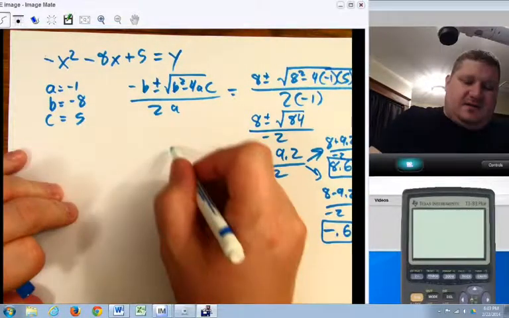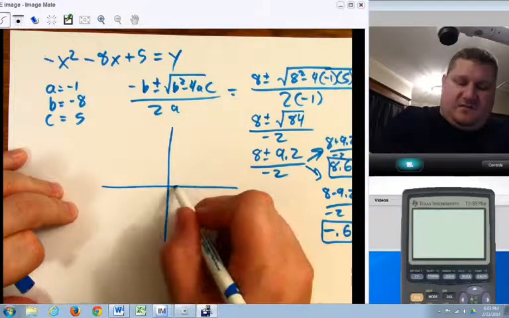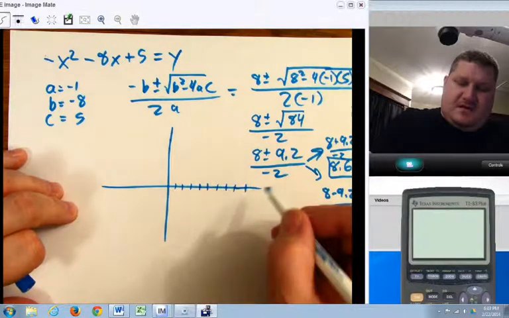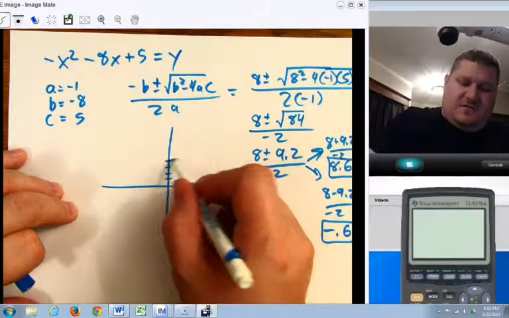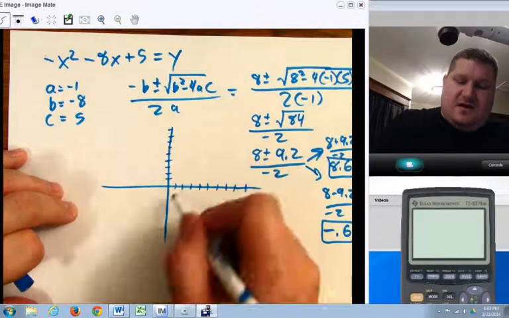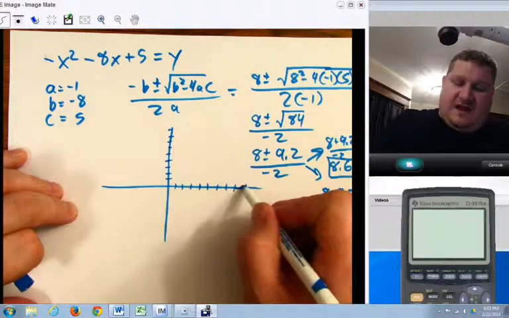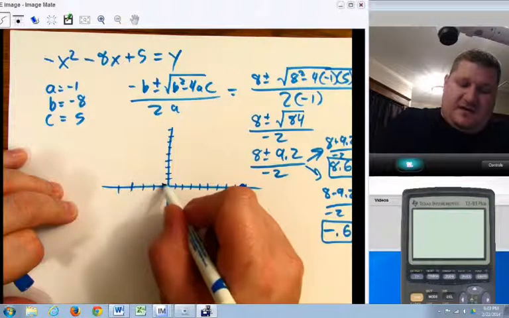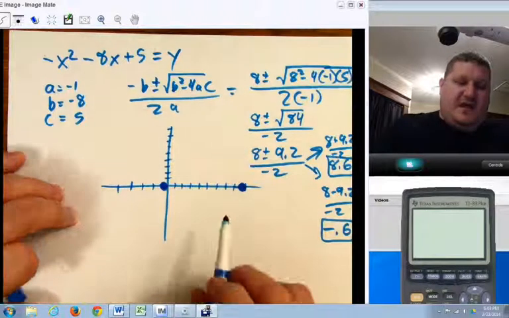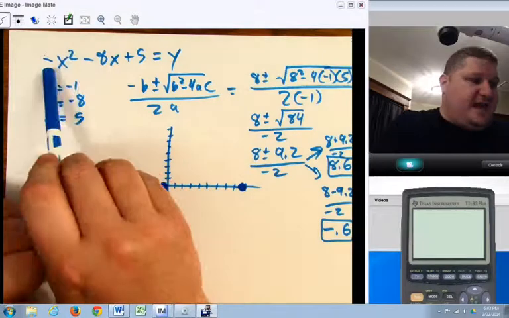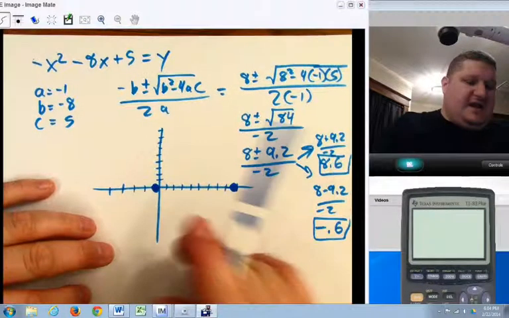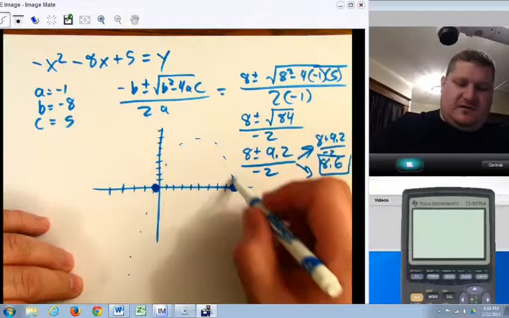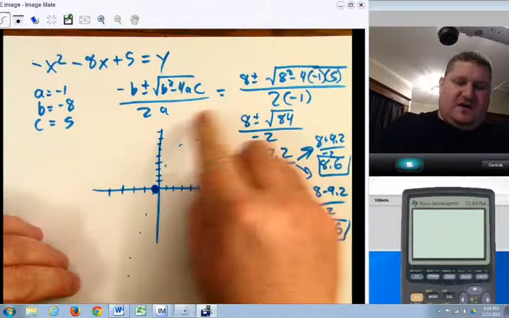So automatically, I can begin graphing this. 1, 2, 3, 4, 5, 6, 7, 8, 9. 1, 2, 3, 4, 5, 6, 7, 8, 9. And we know that we're going to cross at 8.6. And we know that we're going to cross at -0.6. Now, one thing we have is we have a negative for our A. With a negative for our A, that means we're going to be opening down, something like this. The question is, where's the vertex?